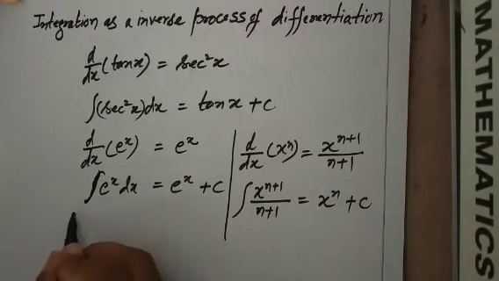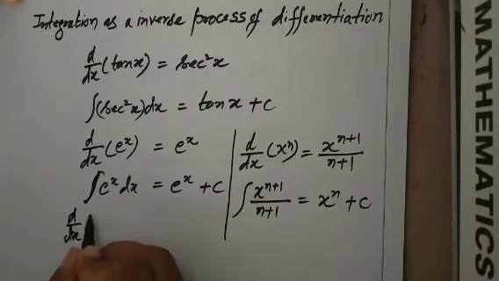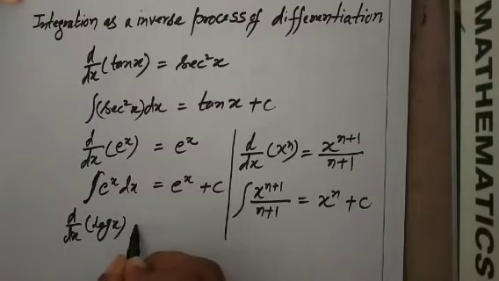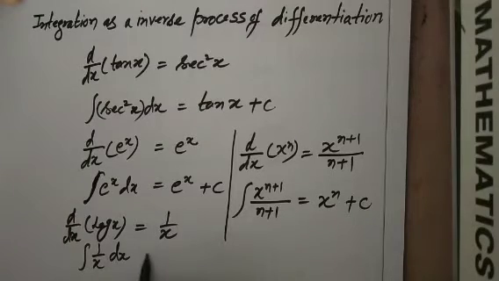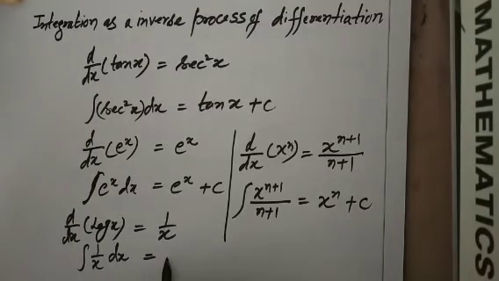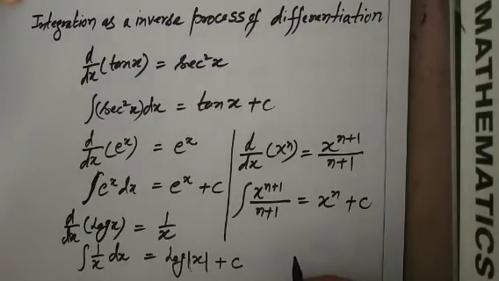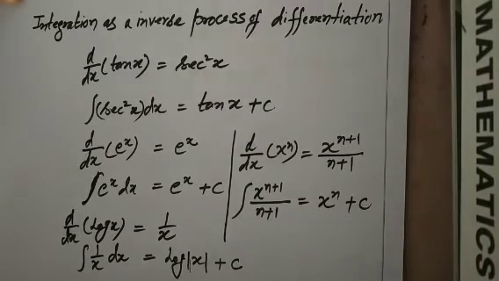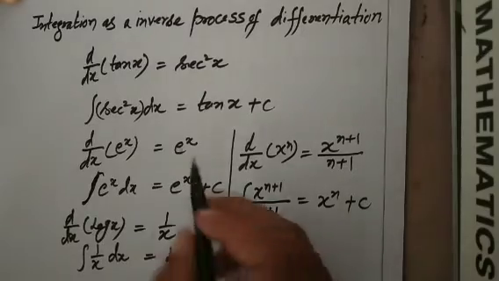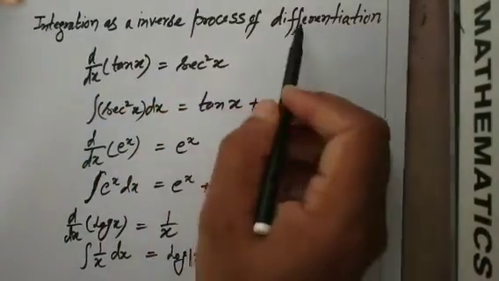For example, you know that the derivative of log x is 1 upon x. So whenever the integration of 1 upon x comes, it will be represented as log x, where x must be positive, or you can keep it in the modulus form, and plus c. So this way there are so many derivatives which are clear to you from differentiation. Finding their antiderivative is very easy, as we know that integration is an inverse process of differentiation.